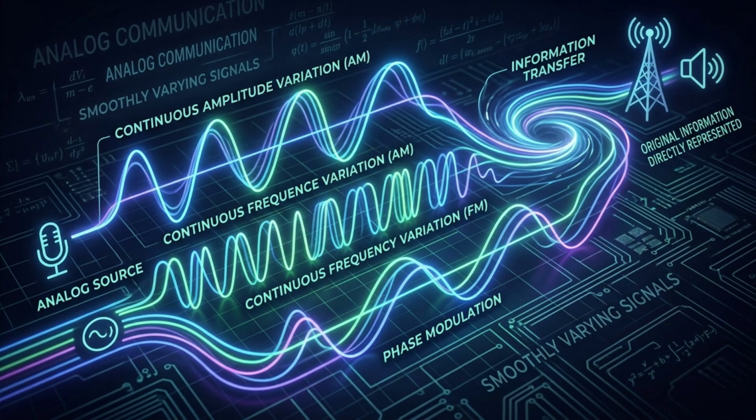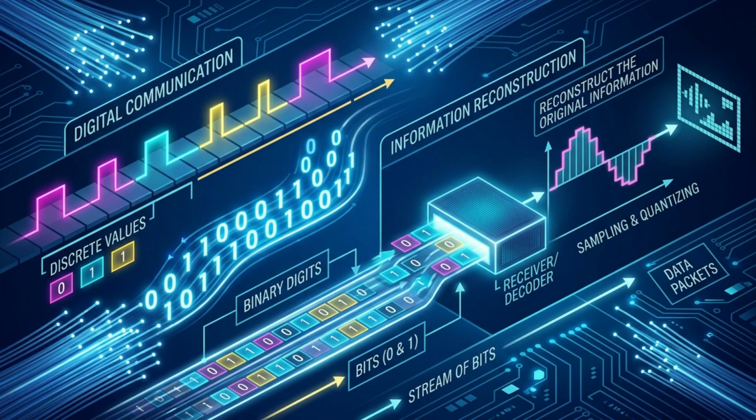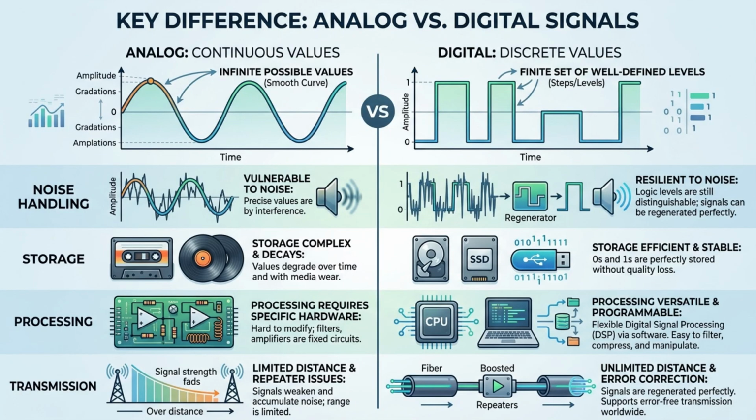Analog communication transfers information using continuously varying signals. The amplitude, frequency, or phase of the signal changes smoothly, directly representing the original information. Digital communication, on the other hand, represents information using discrete values, typically binary digits or bits consisting of zeros and ones. Instead of transmitting the exact waveform, the system transmits a sequence of digital symbols that can later reconstruct the original information. The key difference is that analog signals can take infinitely many values, while digital signals use a finite set of well-defined levels. This difference greatly influences how communication systems handle noise, storage, processing, and transmission.